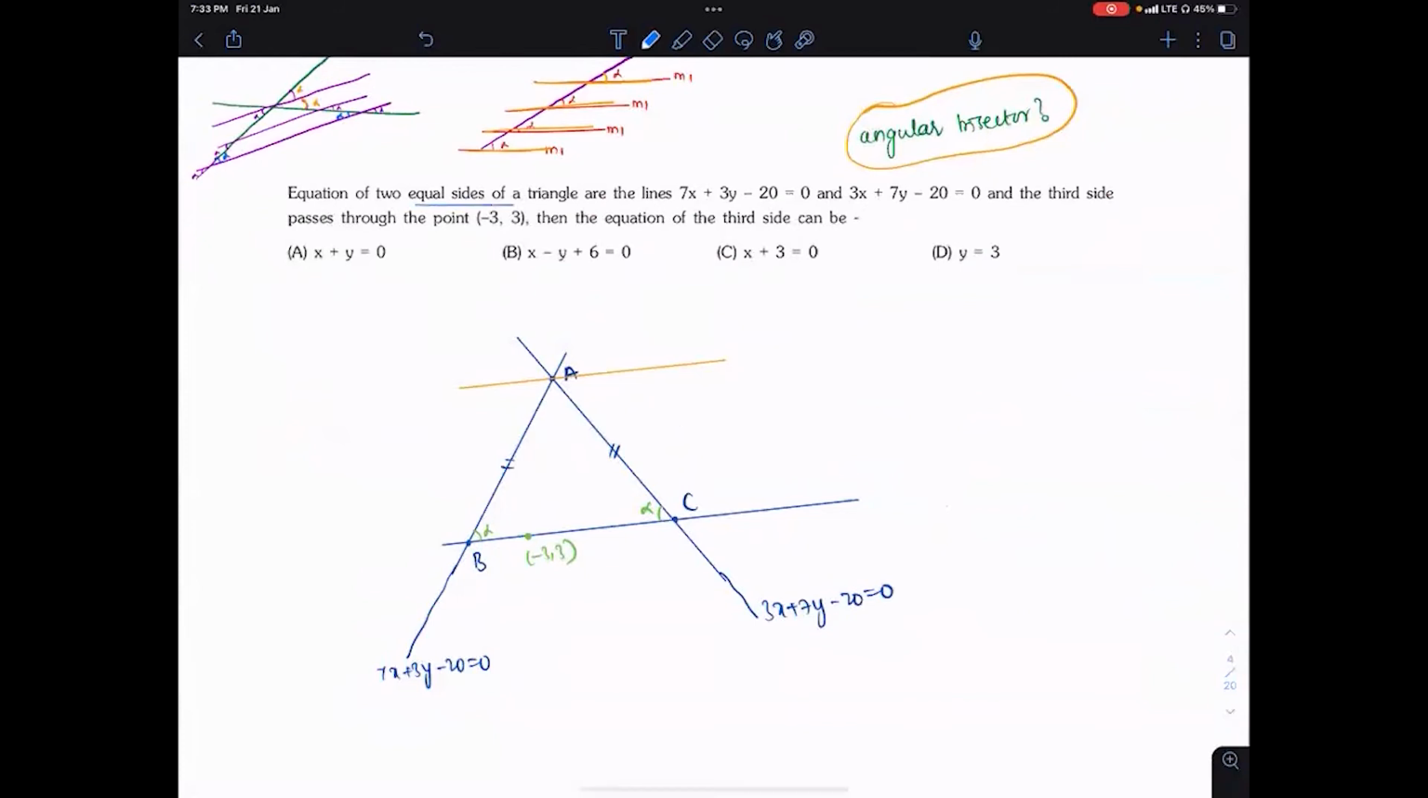The two equal sides of the triangle are given, and the third side passes through (-3, 3). They are asking for the equation of the third side. That means we need to find the slope of the third side. And we know that the third side will be parallel to the angular bisectors of AB and AC.